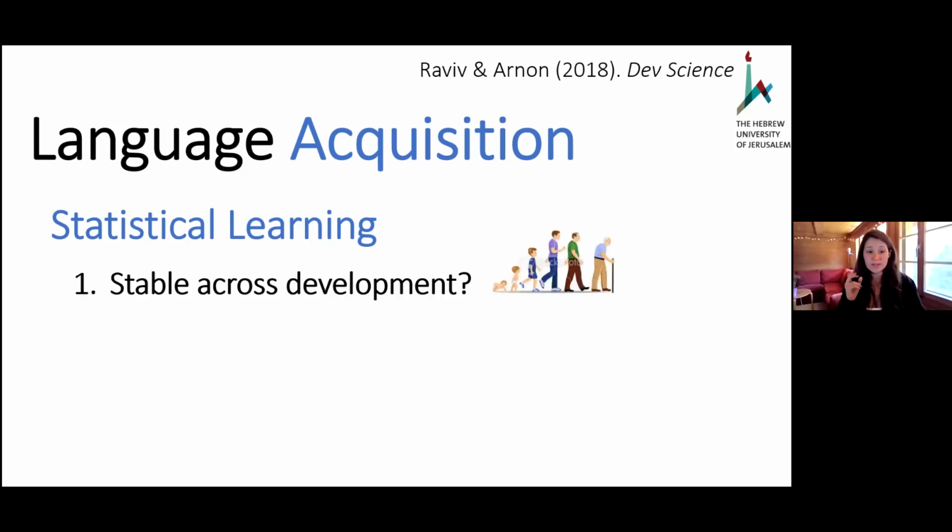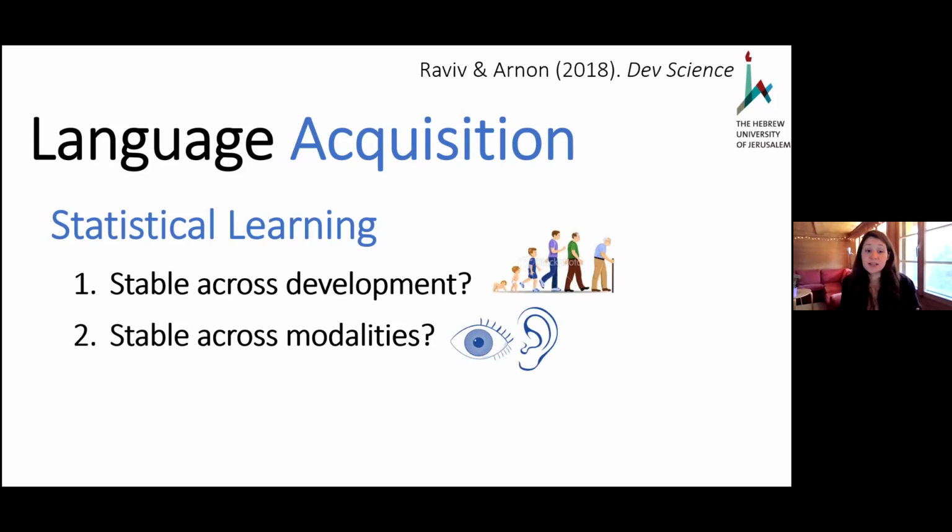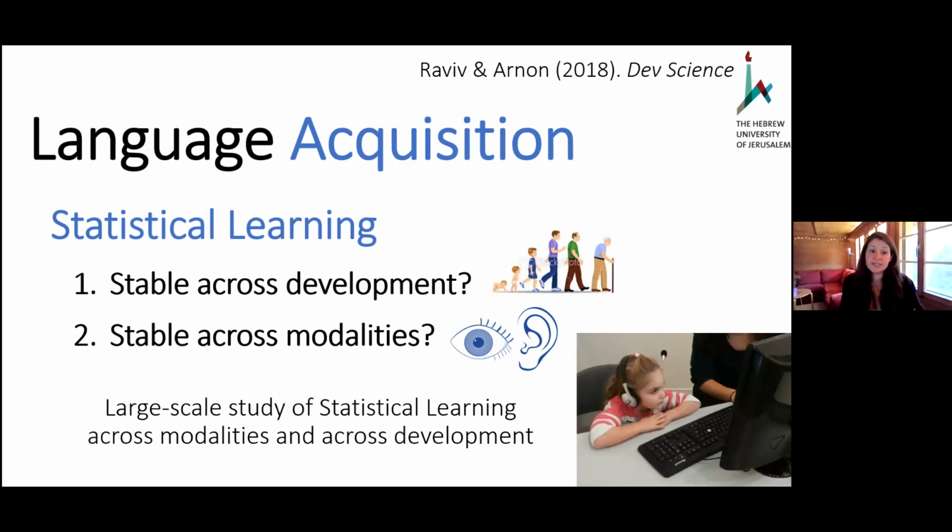The first was, are statistical learning abilities stable across child development, or do they change with time? Do they become better or worse, or just the same at learning these regularities? And the second question was, are these learning outcomes different across sensory modalities? So does statistical learning develop differently in the visual and auditory domain? So to answer these two questions, I conducted this large-scale study of statistical learning across modalities and across development.